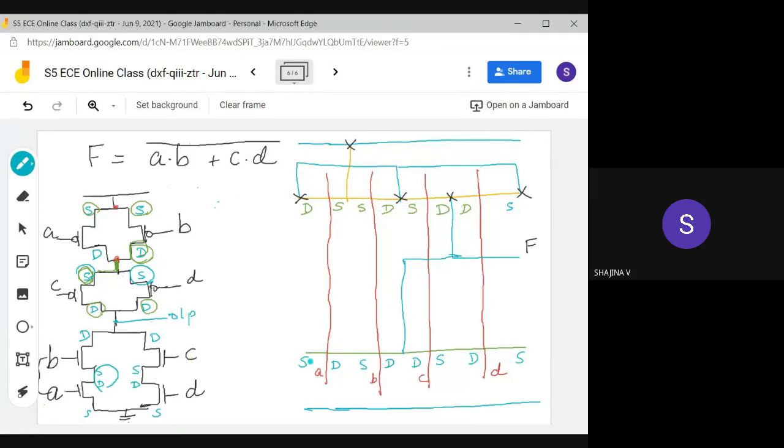Okay, then I have to connect this source to ground, either metal layer or diffusion layer. You can use either metal or diffusion to connect to this ground. Okay, and this side, this drain is connected to output. Now source of C and drain of D. Source of C and drain of D are connected. Now source of this one to be connected to ground. Okay.